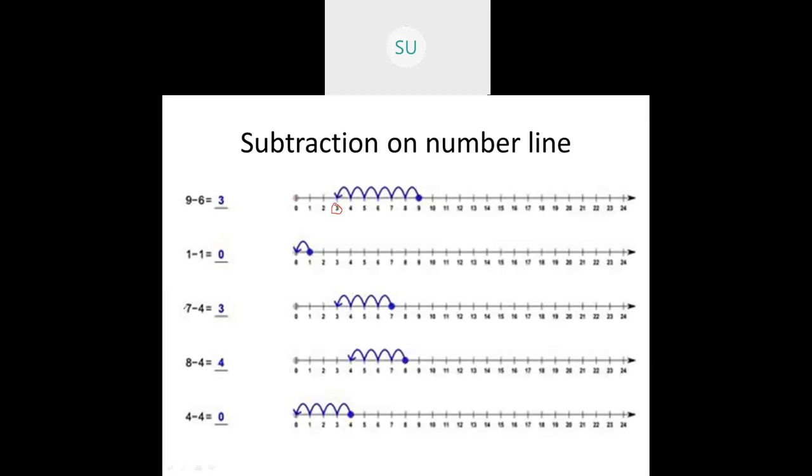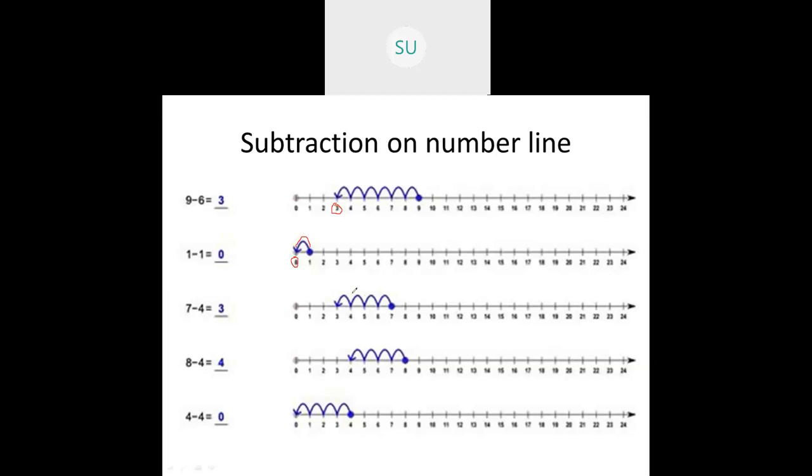Okay, then 1 minus 1. So we start from 1 on the number line and count backwards. So 1 minus 1 means we'll count one step backwards. So how much is 1 minus 1? 1 minus 1 is 0. So whenever you subtract a number from itself, you get the answer as 0.